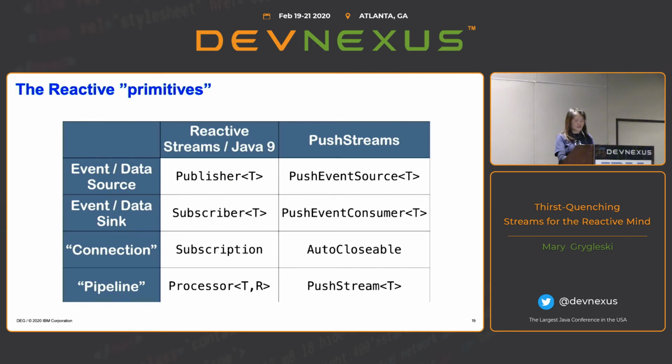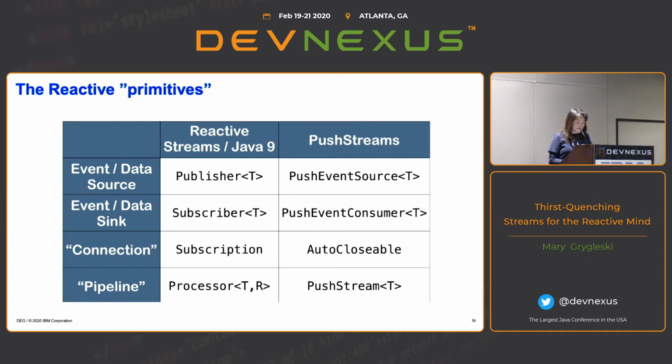So what differences are there with push streams in OSGi? If you compare the four interfaces: reactive streams, and I didn't mention earlier, is essentially built on the Java 9 Streams API. The four interfaces map like this: for the event and data source, there's Publisher, which maps to push streams' PushEventSource. And then the data sink, the Subscriber part of reactive streams, will map to the PushEventConsumer.